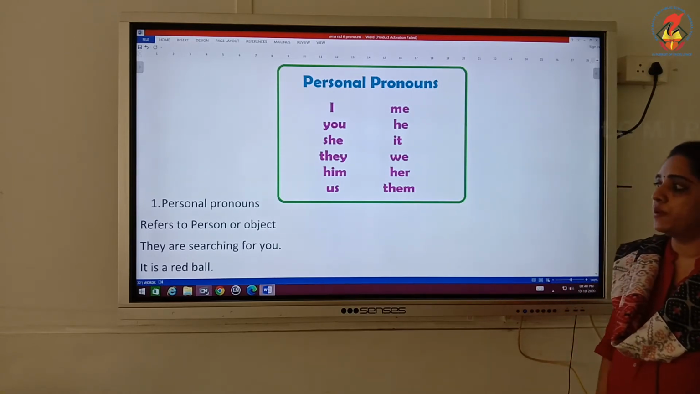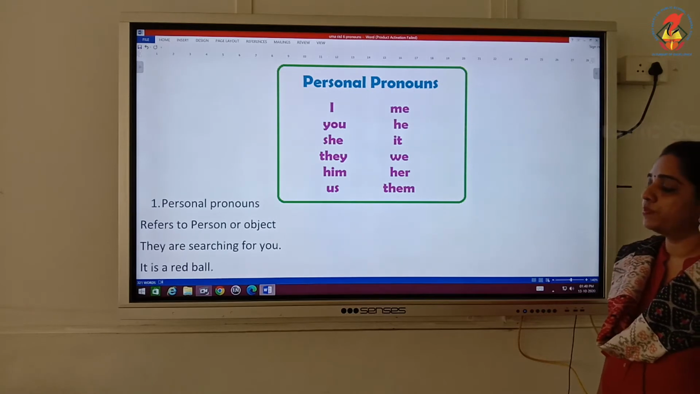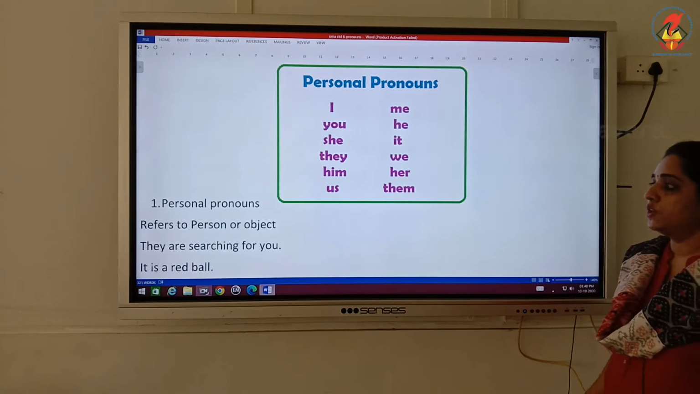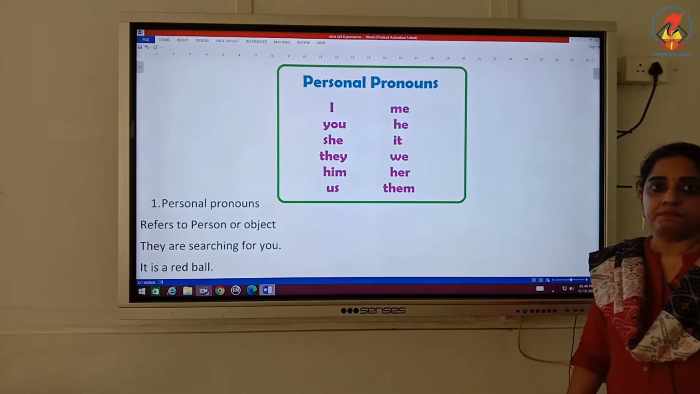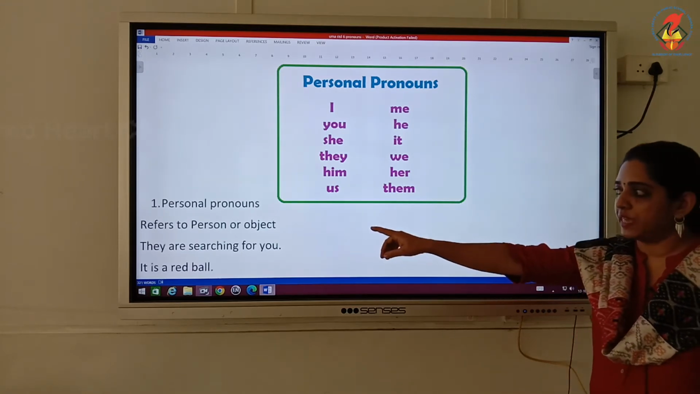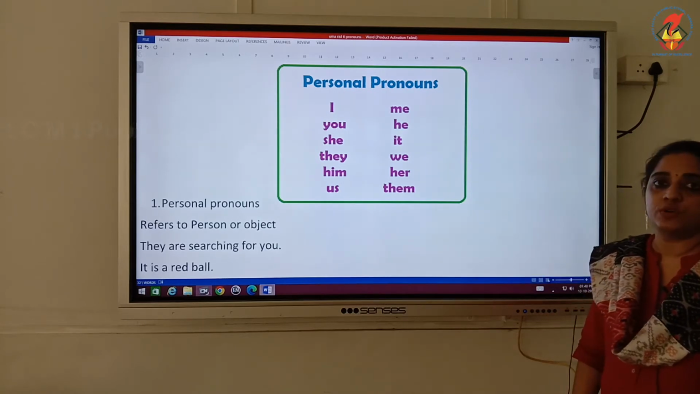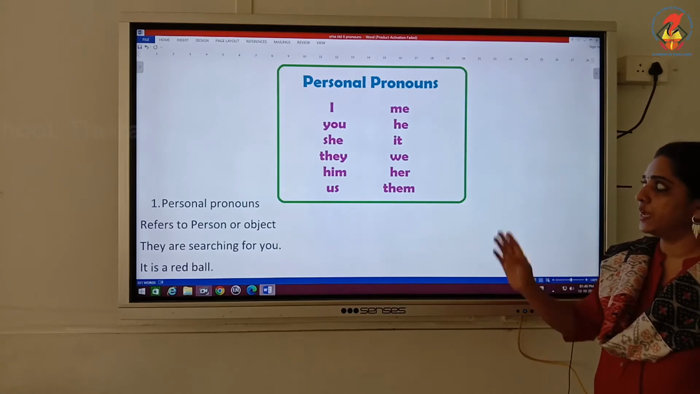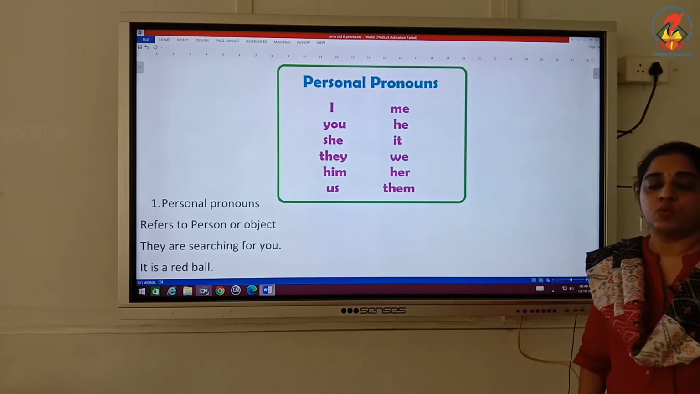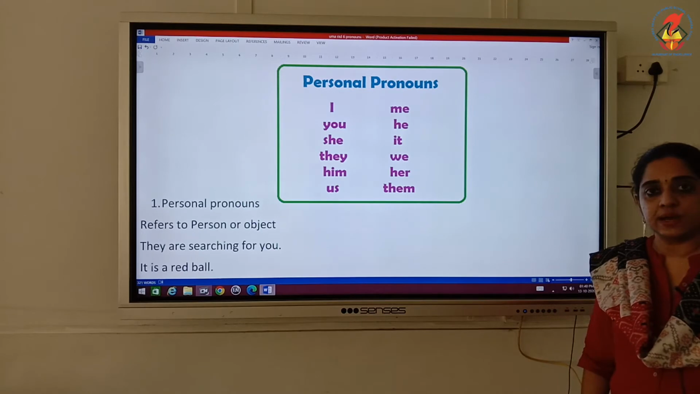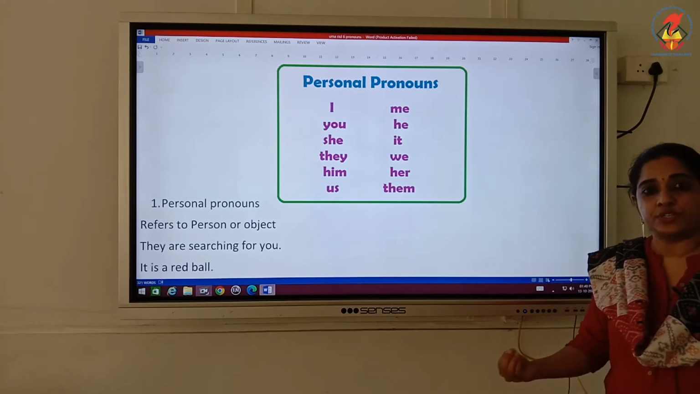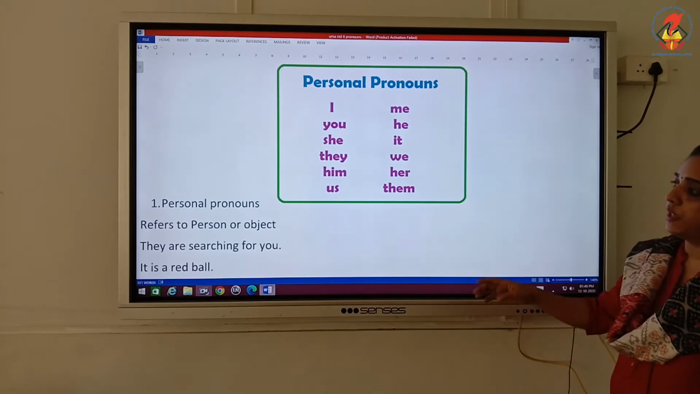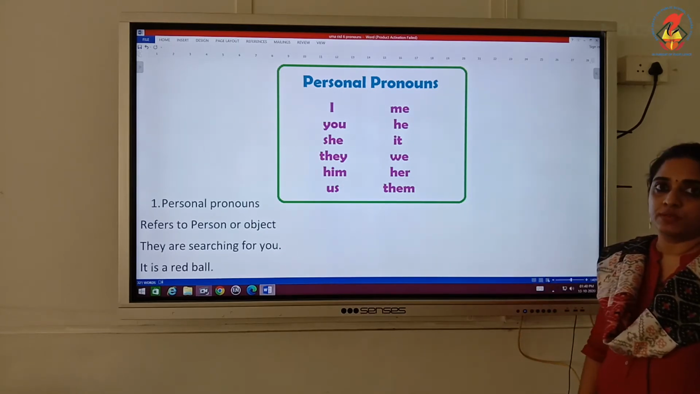See the example. They are searching for you. The word they means it's a person, or a group of people. You is also a person. So, these words they and you refer to people. And in the sentence, it is a red ball, the word it is a personal pronoun because it's referring to an object. Then these are the personal pronouns.